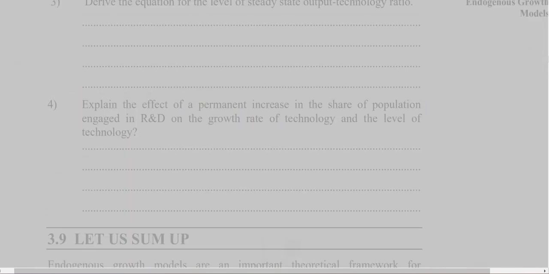Endogenous growth models. 3. Derive the equation for the level of steady-state output technology ratio. 4. Explain the effect of a permanent increase in the share of population engaged in R&D on the growth rate of technology and the level of technology. 3.9. Let us sum up.